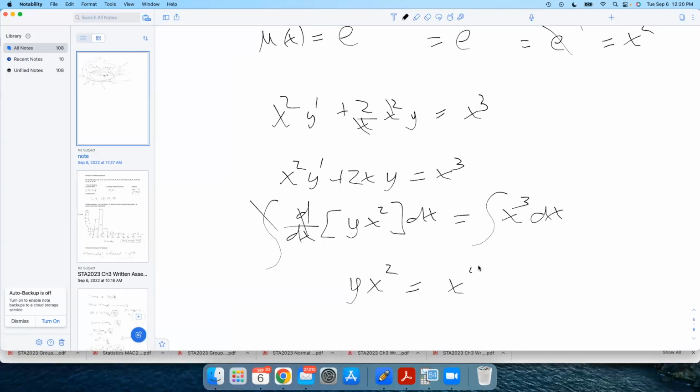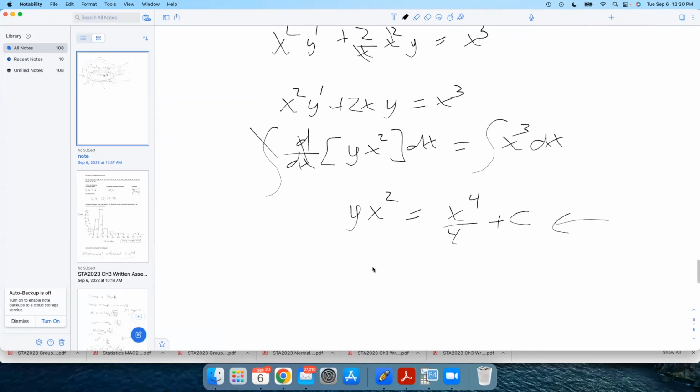Antiderivative of X cubed is X to the 4th over 4 plus C. That's where the plus C goes in. And now let's divide everybody by X squared. And we'll get X squared over 4 plus C over X squared.